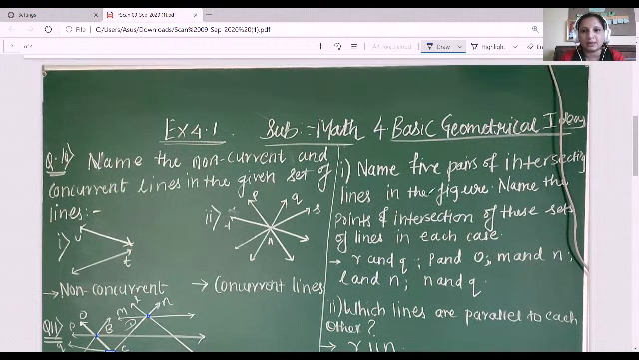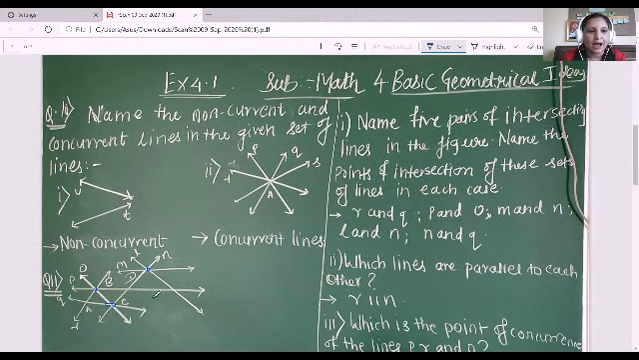Okay. So here they're asking, name 5 pairs of intersecting lines in the figure. Name the points of intersection of these sets of lines in each case. Now see here, first line is R and Q, which are intersecting at A. Second one is P and O, intersecting at B. Same way here, M and N intersecting at D, right? And L and N, same, intersecting at D. And N and Q. Can you see here? N and Q. Okay.